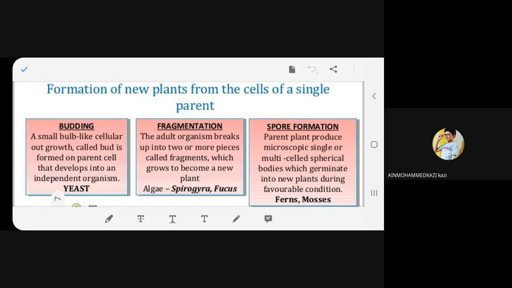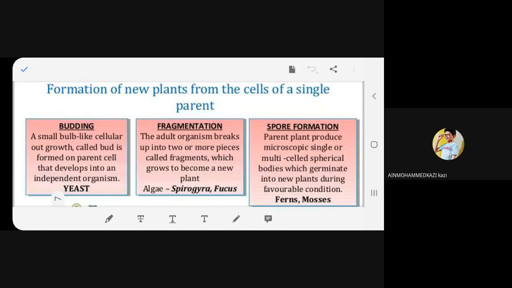Spirogyra or Fucus. Spore formation: parent plant produces microscopic single or multi-celled spherical bodies which germinate into new plants during favorable condition. Ferns, mosses.